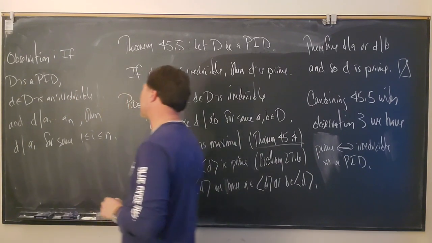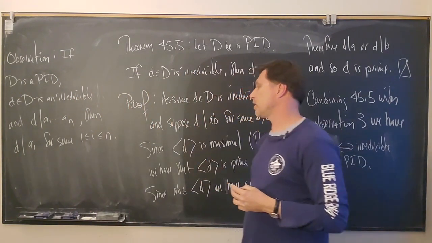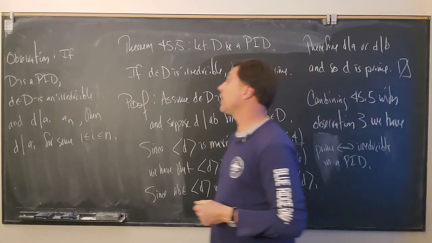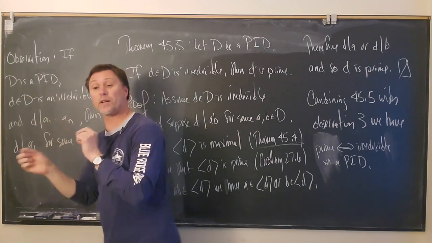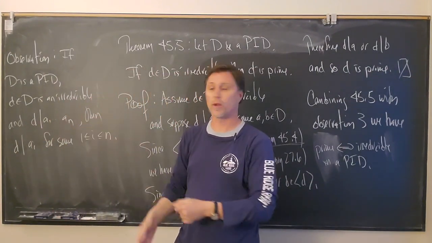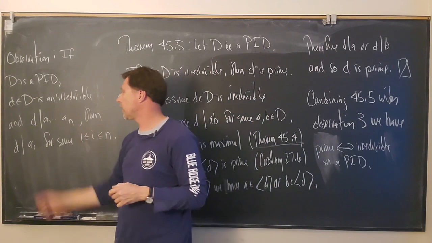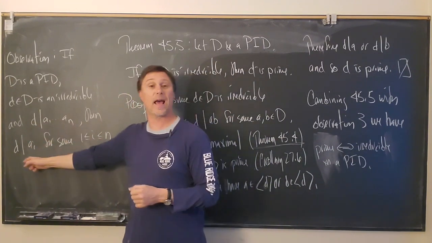So that's sort of generalizing the notion of prime, right? We know irreducibles are primes in PIDs. So if d divides a product of two elements, then it has to divide one of them. Basically, by induction, if d divides a product like this, then it has to divide one of them.